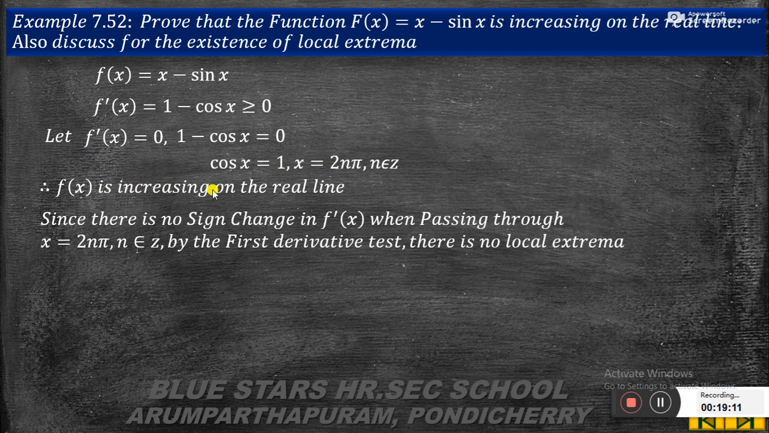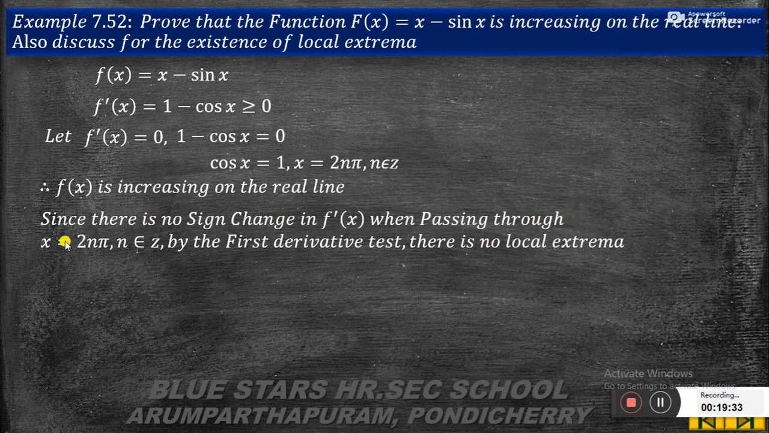So f of x is increasing on the real line because f dash of x is greater than or equal to 0. Suppose x equal to 0, then cos 0 is 1. Any value I substitute here gives a positive answer, so greater than or equal to 0. Therefore f of x is increasing on the real line since there is no sign change in f dash of x.